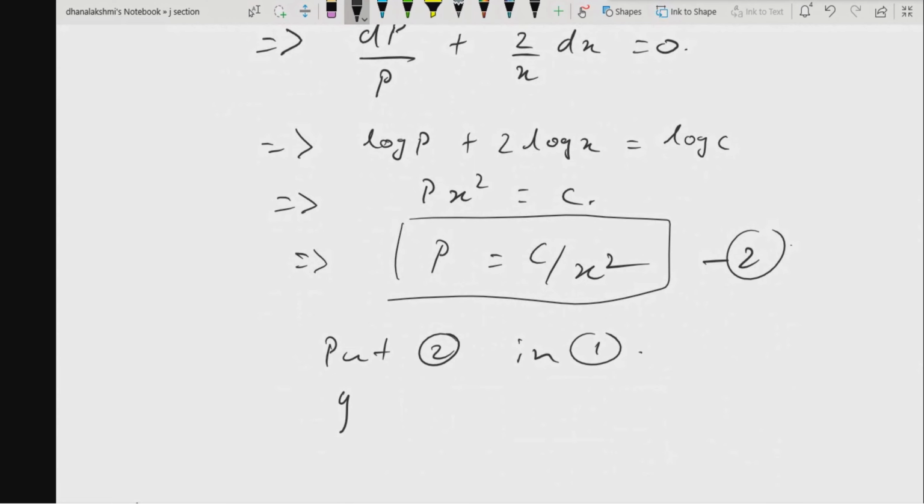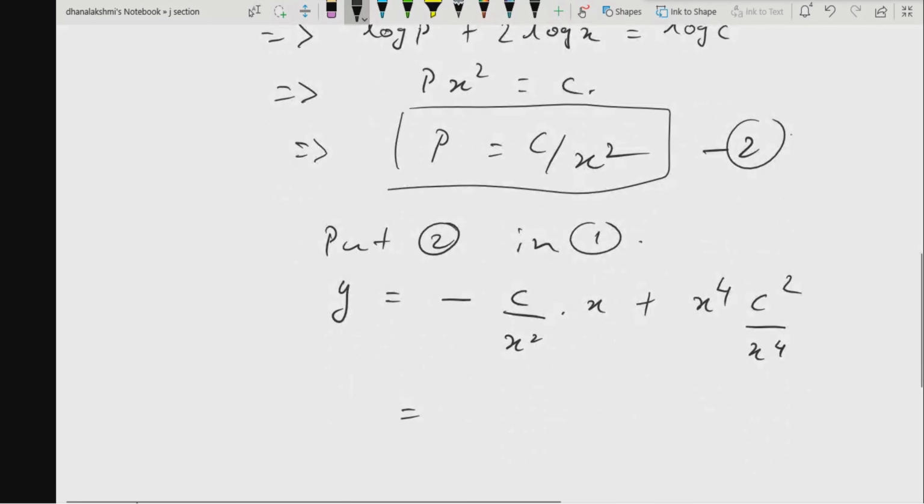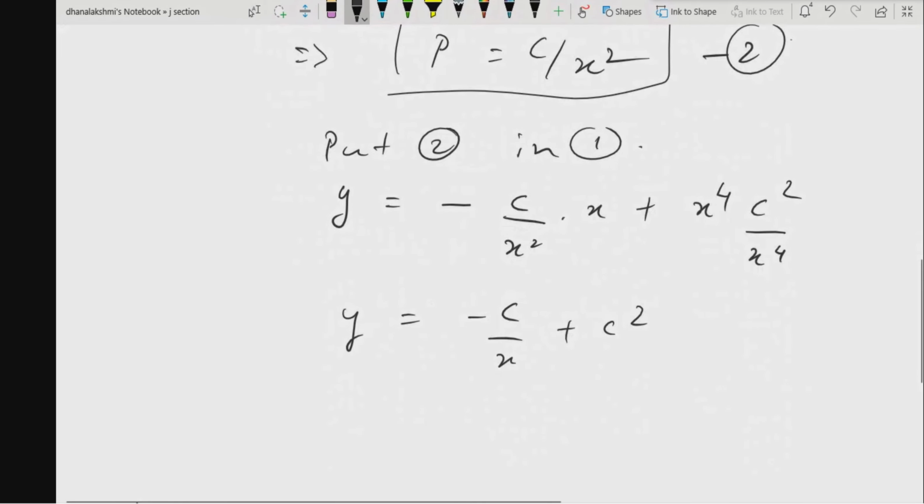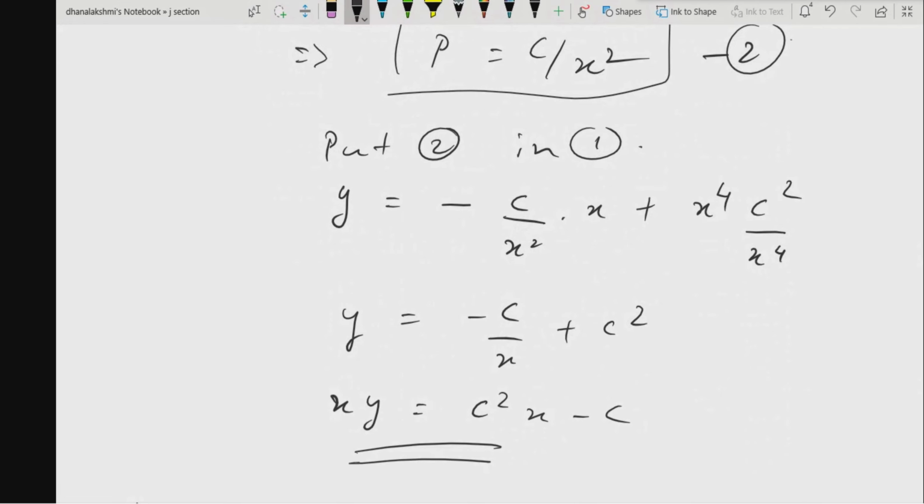So we will have y is equal to minus p into x, which is c by x square into x, plus x to the power 4 into p square, which will be c square by x to the power 4. On simplifying, you will get minus c by x plus c square, that is your y value. Or further you can write this as x y is equal to c square x minus c. So this is the required solution of the given differential equation.